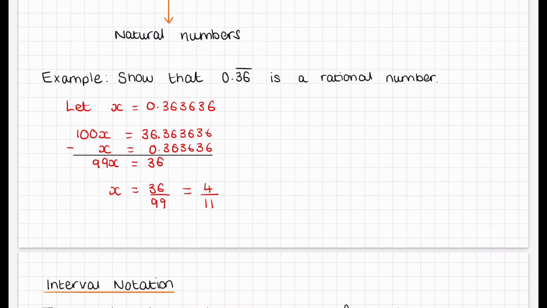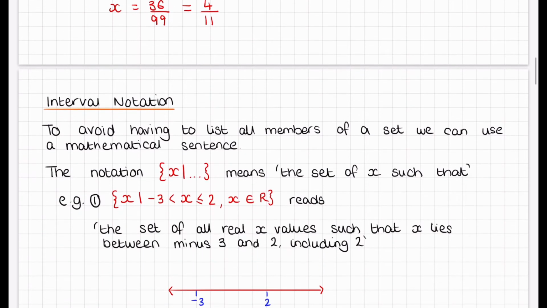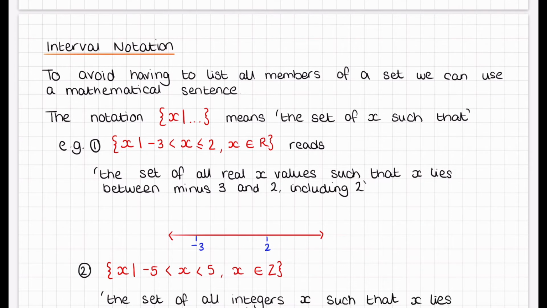Interval notation. So often with maths, we don't like to use too many words, and we like to shorten things. To avoid having to list all members of a set, we can use a mathematical sentence. Now the notation starts with our curly brackets, an X, and that straight line. If you look back at the symbols from before, that straight line means such that. So what this actually means here is the set of X such that, because the curly brackets represent the set, we've got X and a straight line.